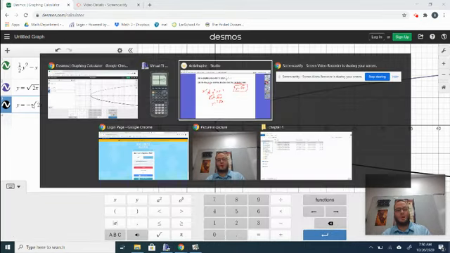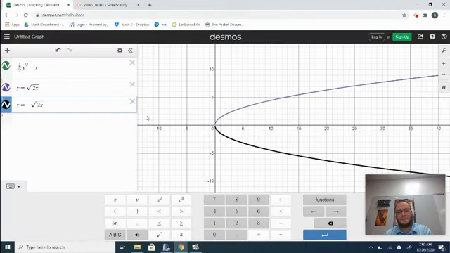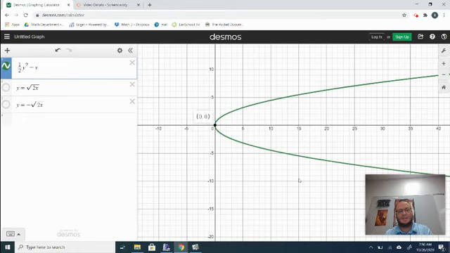So I've got a problem here, though. So when I think about this, my parabola opens to the right. My vertex, let me get rid of these two so I can see that. My vertex is at 0, 0, which is fine. Like I can make a graph like this, but the problem is it's not really a function.